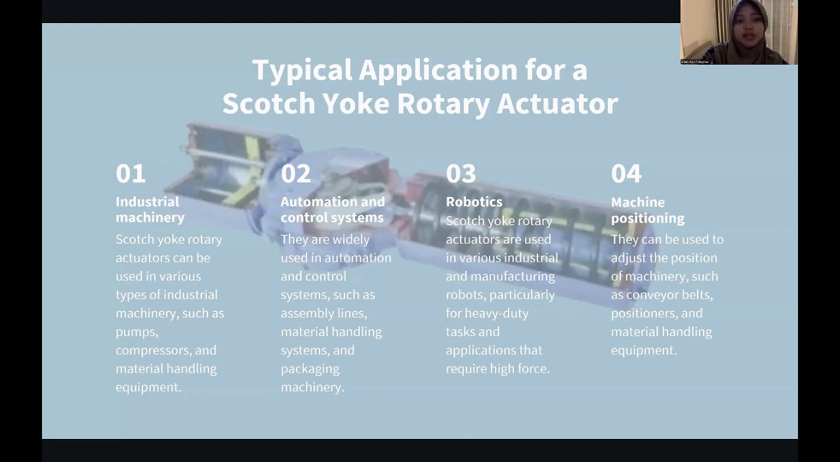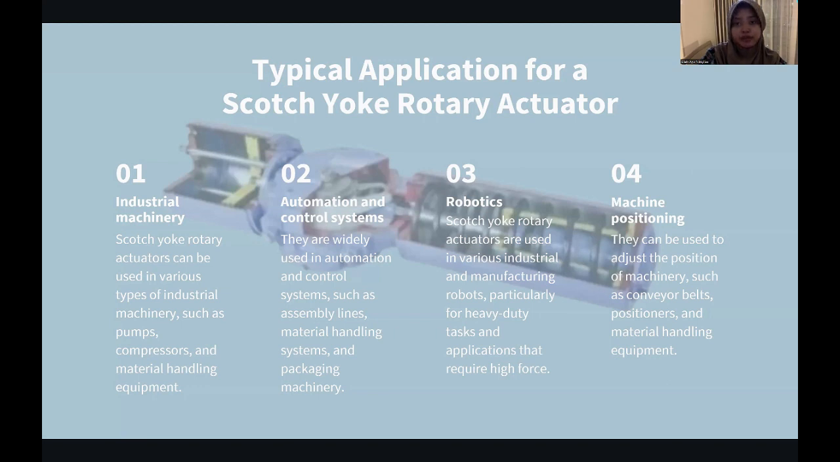Okay, next is typical application for a scotch yoke rotary actuator. First, industrial machinery can be used in various types of industrial machinery such as pumps, compressor, and material handling equipment. The second is automation and control system. They are widely used in automation and control systems such as assembly line, material handling system, and packaging machinery.